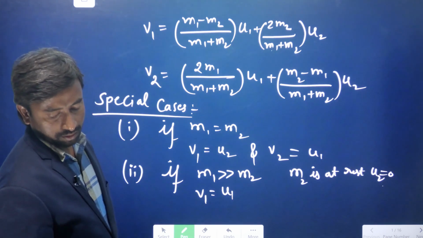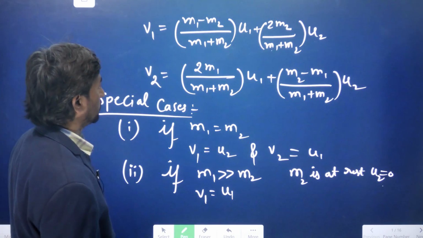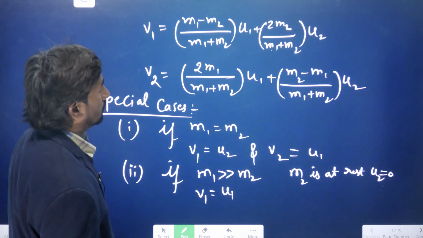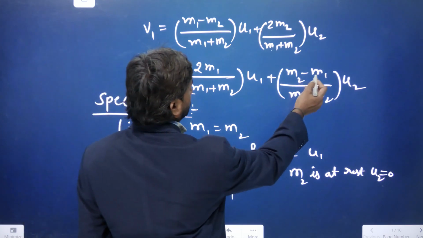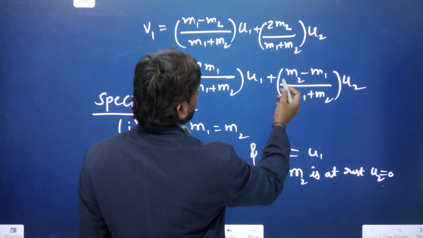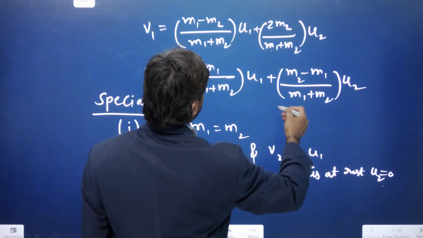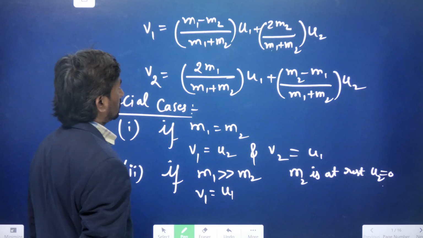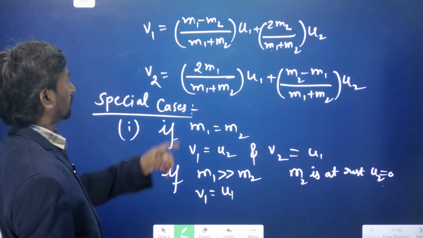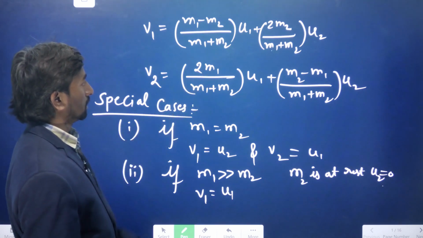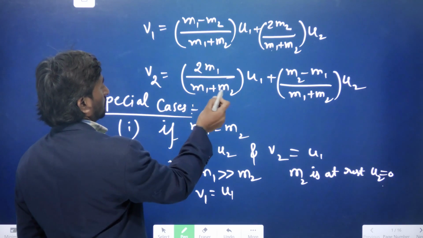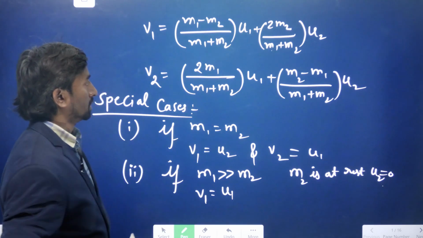Next, what is v2 here? Since u2 is 0, this term becomes 0, and v2 is equal to 2 m1 divided by m1 plus m2 into u1. Since m1 is much greater, the velocity becomes 2 times u1, as m1 divided by m1 plus m2 is approximately 1.